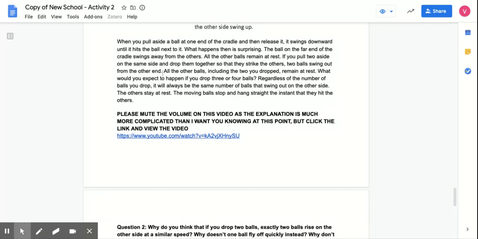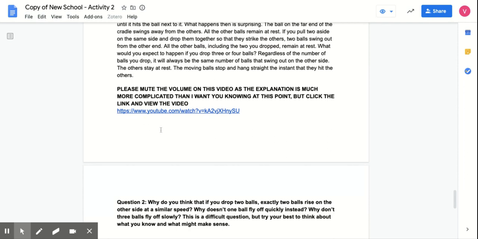That sentence right here, I'm going to highlight it, is key. This is so important. All the other balls, including the 2 you dropped, remain at rest. What would you expect to happen if you drop 3 or 4 balls? Regardless of the number of balls you drop, it will always be the same number of balls that swing out to the other side. The others stay at rest. The moving balls stop and hang straight the instant they hit the others.